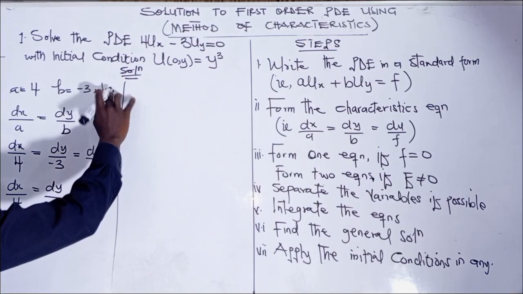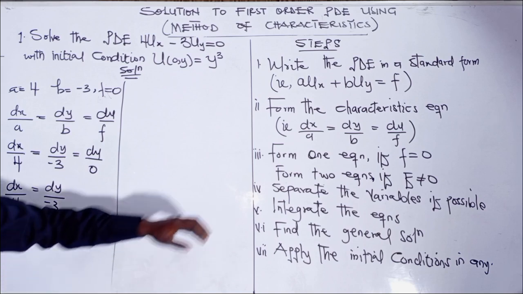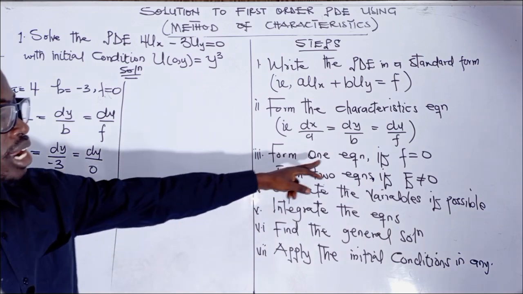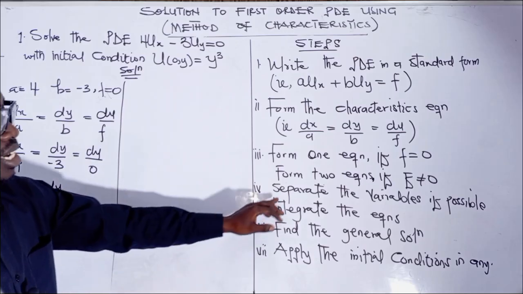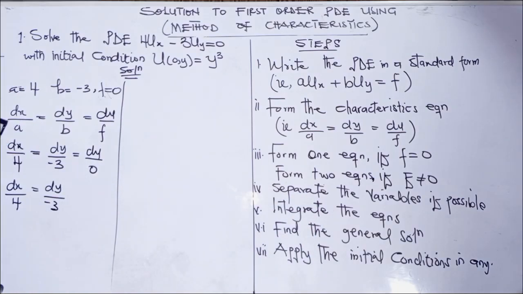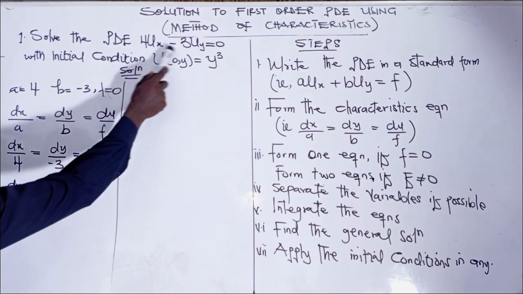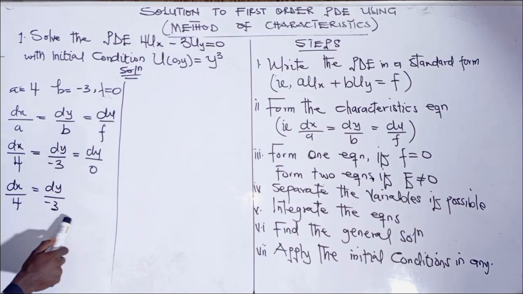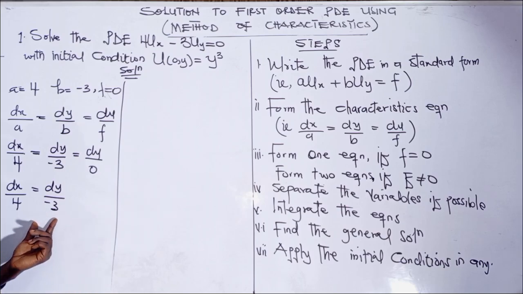So this is the equation that we are going to use, since F is equal to 0. Now we are done with this step: form one equation if F is equal to 0. So we have formed only one equation. Now we separate the variables if possible. You can see that the method of characteristics has converted the partial differential equation into an ordinary differential equation. Once we have this, we can use any of the methods used to solve an ODE to find the general solution.